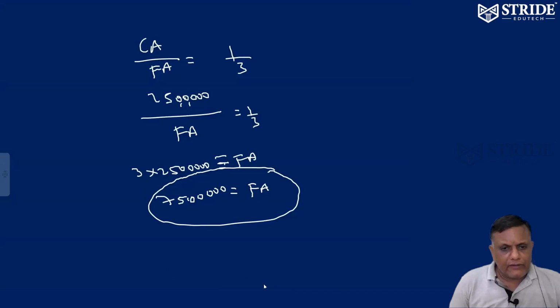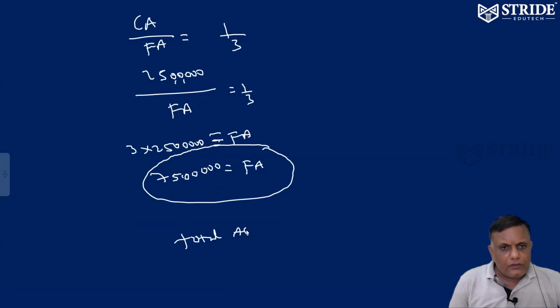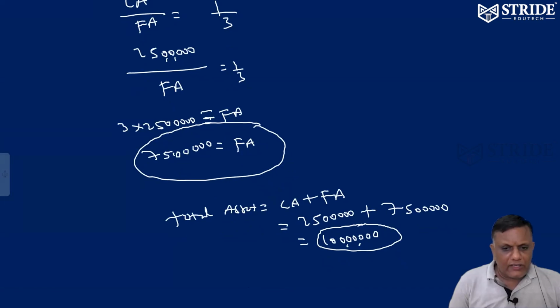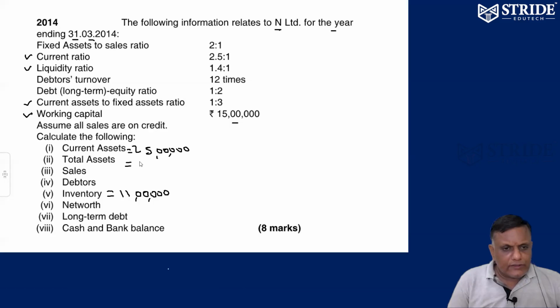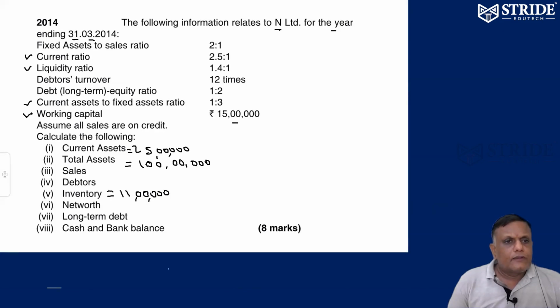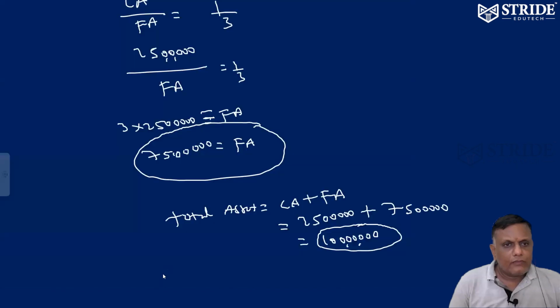Total asset they are asking, we can find. Total asset is equal to current asset plus fixed asset. Current asset 25 lakhs, fixed asset 75 lakhs. So 25 plus 75 is equal to 100 lakhs. Total asset is 100 lakhs. Next one, fixed asset by sales. My next target is fixed asset by sales.